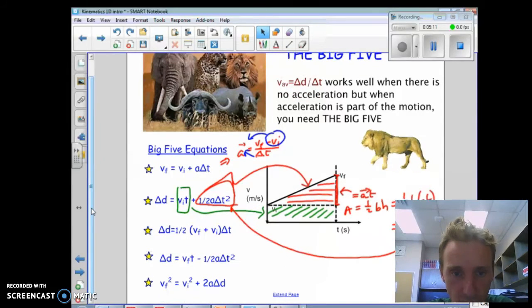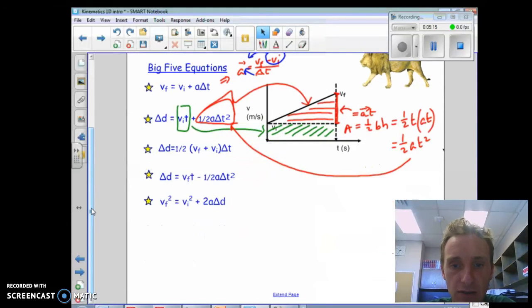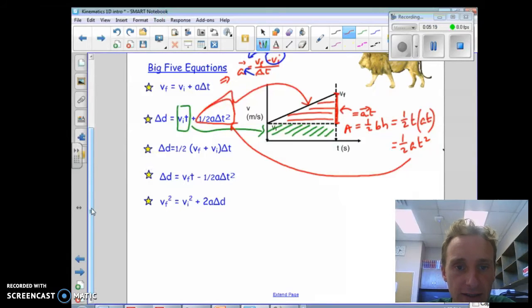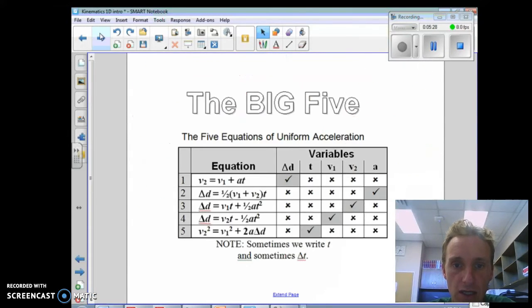There are three other equations which are very useful. Will I ever ask you to memorize these equations? Absolutely not. You can use a big five equation sheet, and it's just a matter of practicing these five equations. It is very important to try to understand which equation you would use for different scenarios. So these are the big fives. You'll notice that there are different variables involved in them. Sometimes it's more beneficial to use equation number 1, and sometimes equation 2 or 3, and it would depend on what variables you've been given.